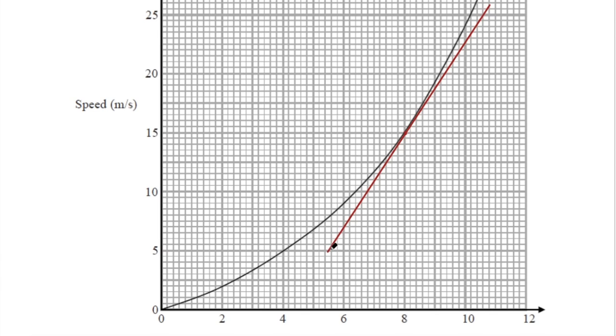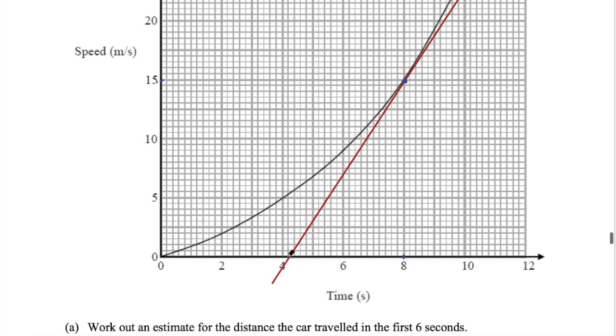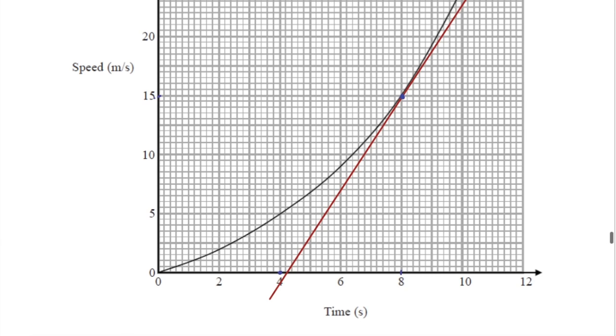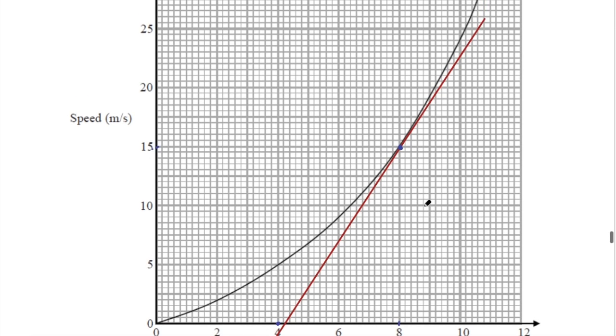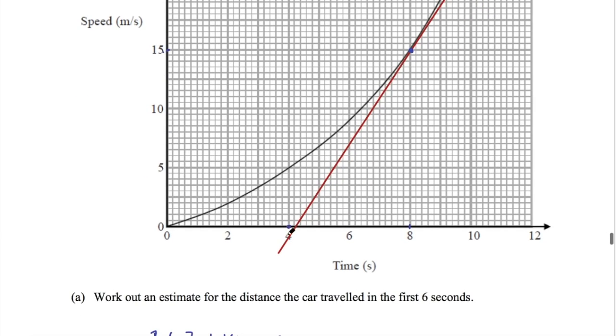And if we extend this line down, it just about goes through 0, 4. So it's going through 8, 15, so it's 15 on the y-axis and 8 on the time axis. And then it about goes through 0, 4 if I just shifted this a little bit over. This isn't an exact thing, really, because you're just approximating. So I'm going to say it does go through 0, 4.